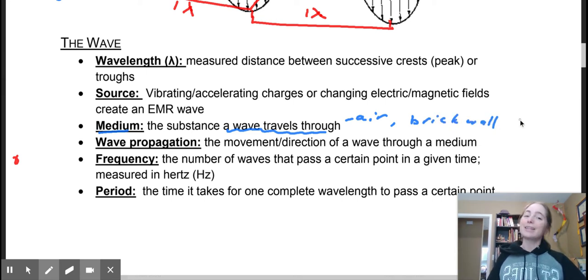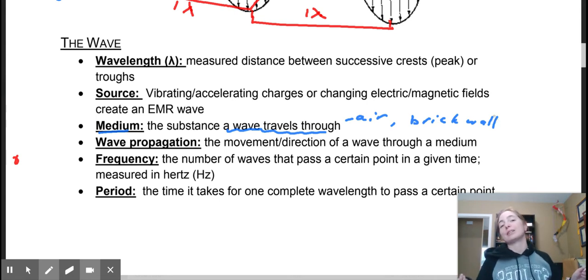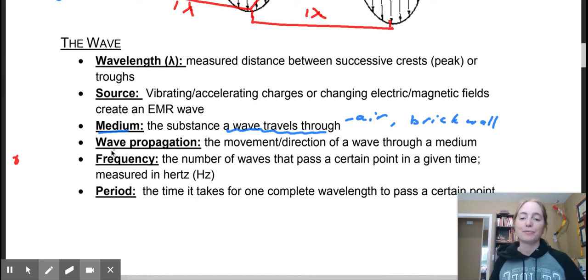Light waves can't go through a brick wall, but they can go through glass. And that change, as EMR goes through glass, its speed is going to change. So EMR can go through water to some extent. Its speed is going to change as it goes through water. That is going to be a very major concept later on in the unit, where we're going to be looking at diffraction and refraction. Okay, so that's going to be super important.